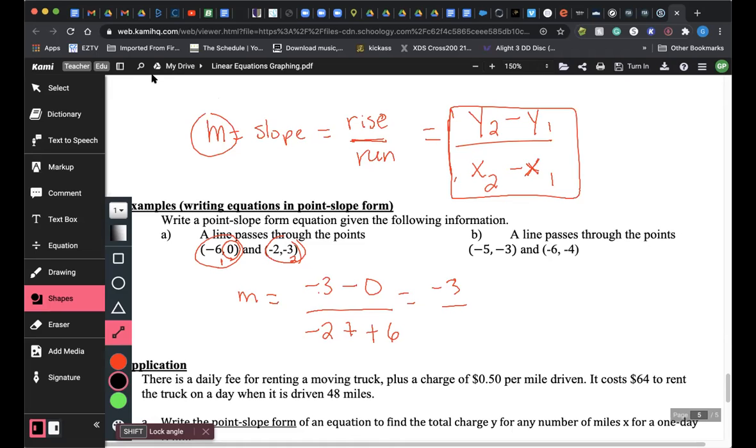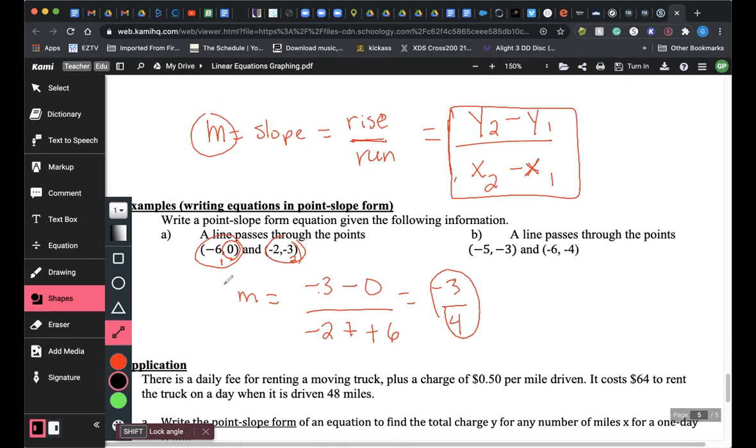Yes, and I saw that Ebony put it in the chat. Good job. So it is 4. I'm going to put that in. So that means my slope is -3 over 4. All right, that is my slope.